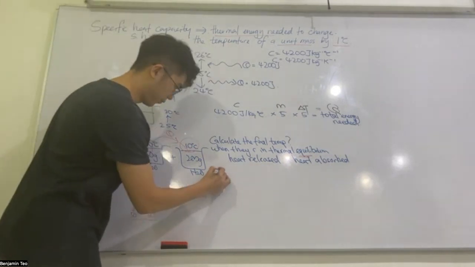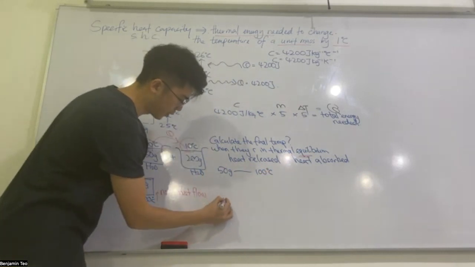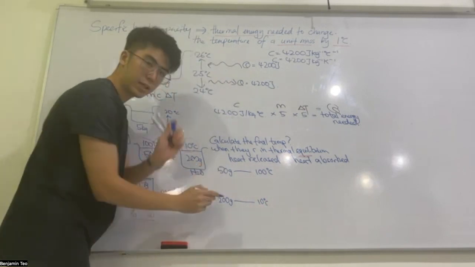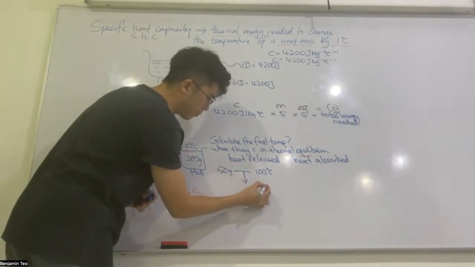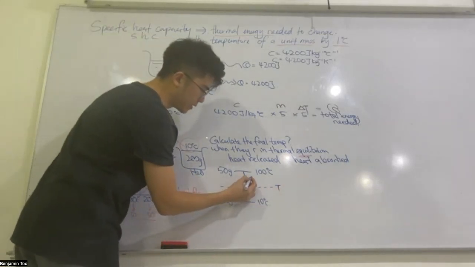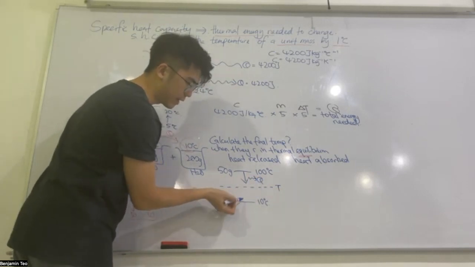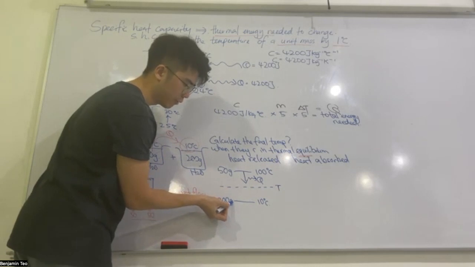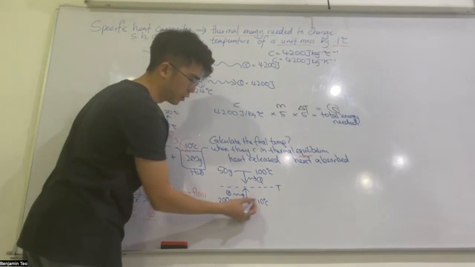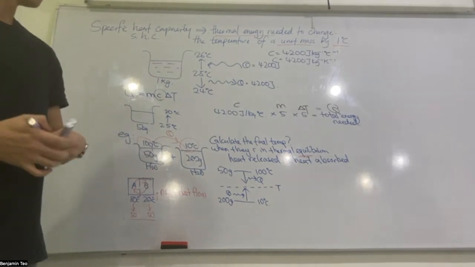This is your 50 gram at 100 degrees Celsius. You're mixing with 200 gram at 10 degrees Celsius. When this one gives out the heat, its temperature will drop to a certain temperature T. This one releases the Q, releasing heat, right? The Q is then absorbed by the other water. So it will rise by taking in the same Q. It will rise to the same T like this. This is how you visualize it.